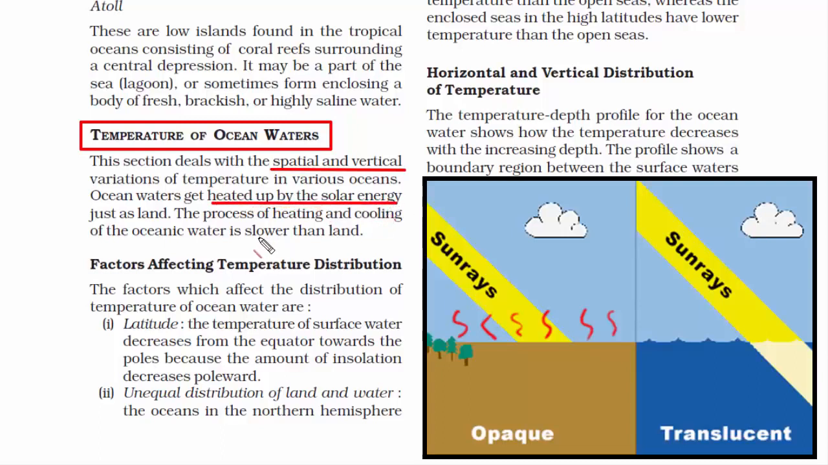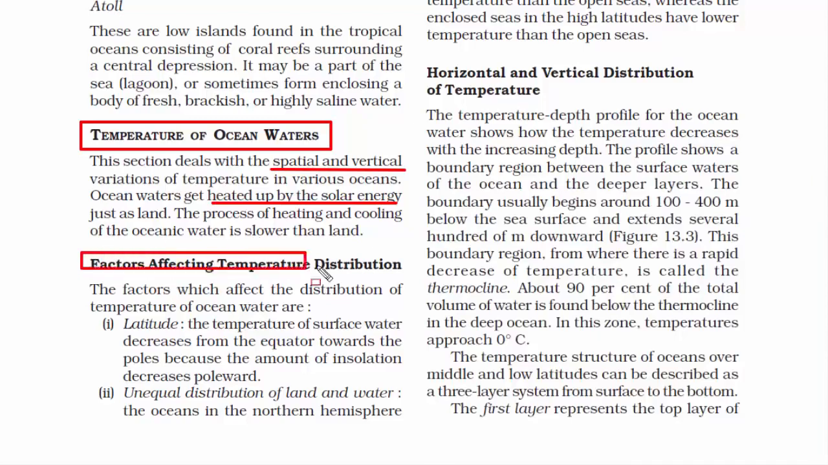Even land gets heated up by the sun's energy. The only difference is that land heats faster than water, but water loses heat slower than land. That means the process of heating and cooling of the ocean water is slower than land. Now let's look into the factors affecting temperature distribution of ocean water.